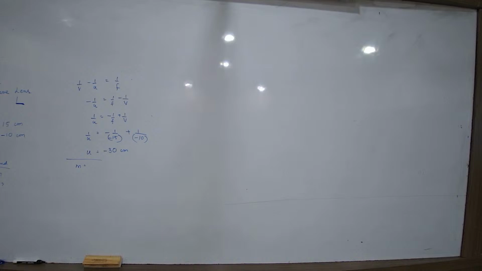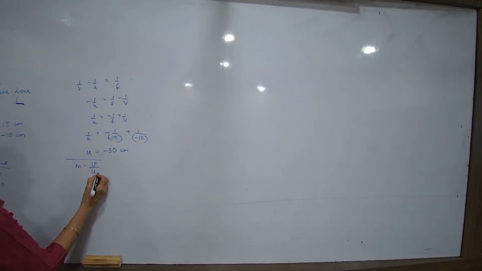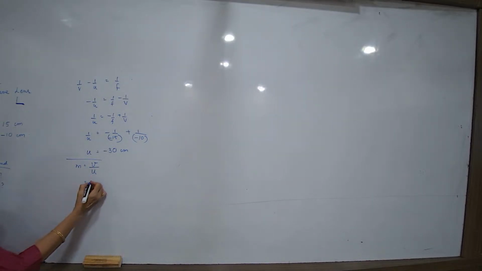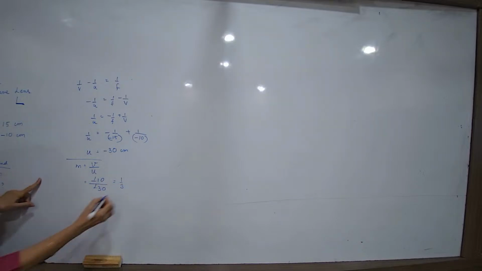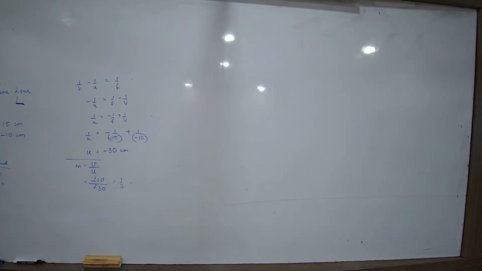Magnification. m is equal to v upon u. v is minus 10. u is minus 30. Should I write centimeters here? Nothing, no unit. So 1/3 the size of the object. Is it positive or negative? Magnification. Positive. So positive sign, what does it tell us? Real, virtual? Yes, right. It is virtual and erect. Okay, so your final answer right now.